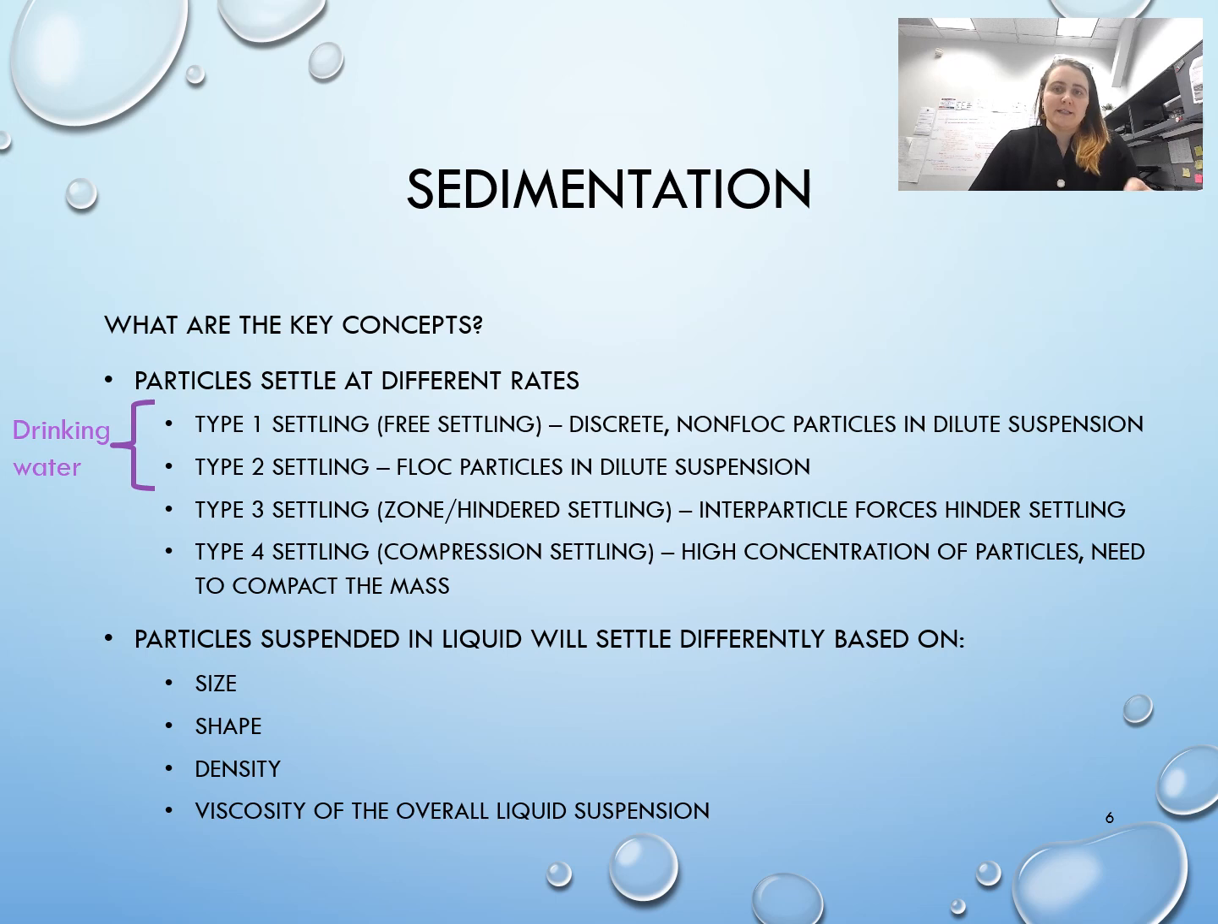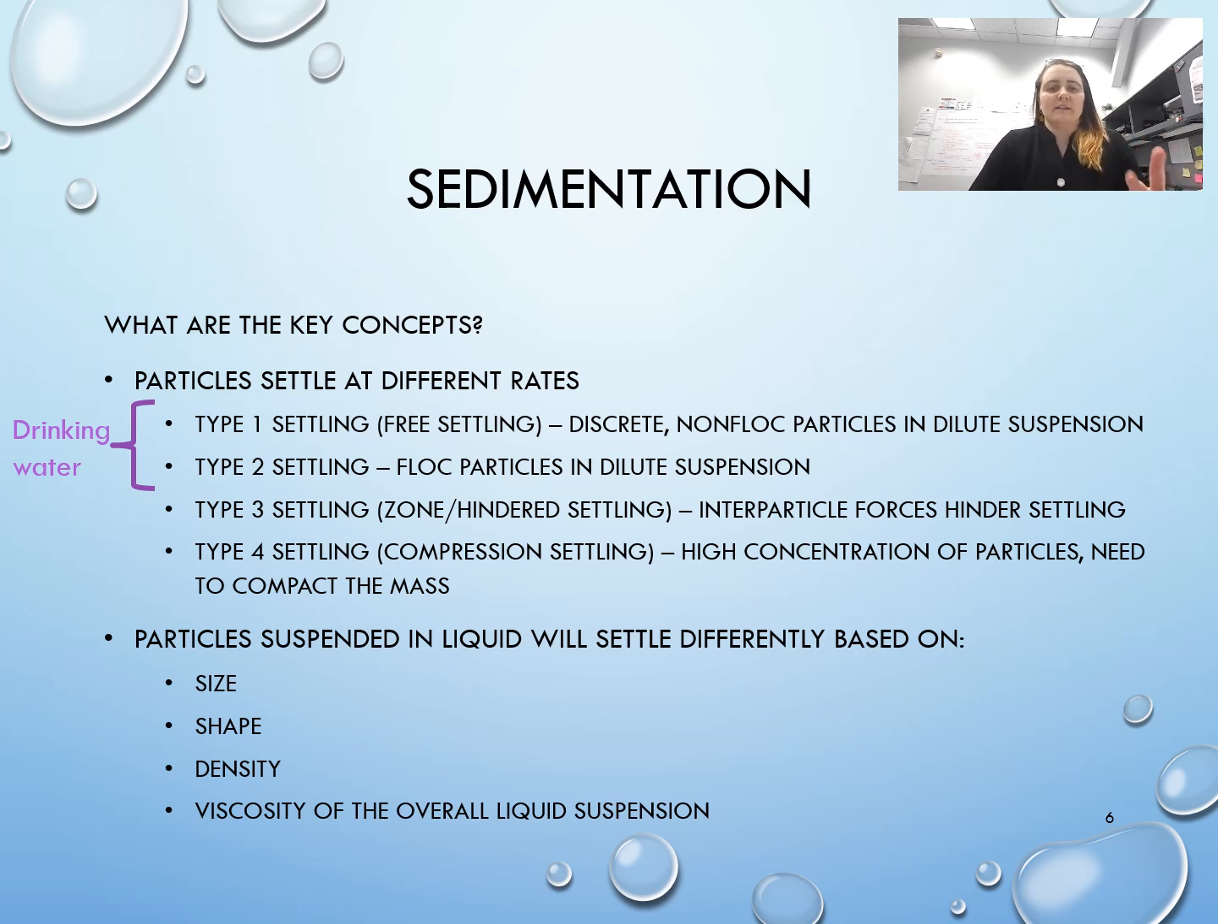We rarely ever see type 4 in drinking water and wastewater. So type 1 is what we call free settling. So we have discrete non-floc particles in dilute suspension. So this is like a very pure groundwater source that has some suspended particles in it. It comes in and everything just kind of settles via gravity.